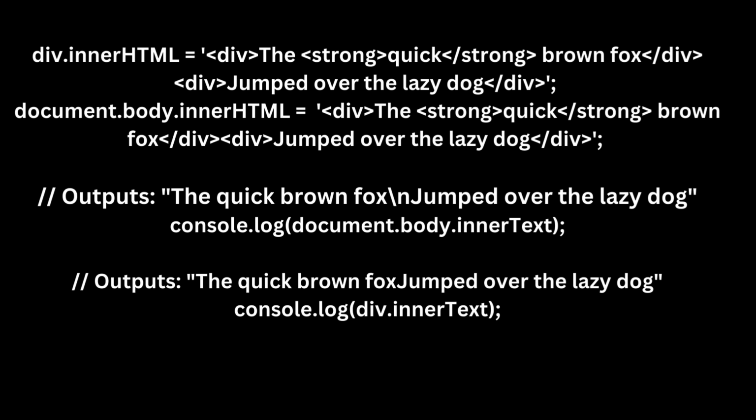div.innerHTML = "<div>The <strong>quick</strong> brown fox</div><div>jumped over the lazy dog</div>". This line sets the innerHTML property of a div element, presumably previously created or selected in the DOM, to a string containing HTML markup. The string contains two nested div elements with some text content, and one of them includes a strong element.